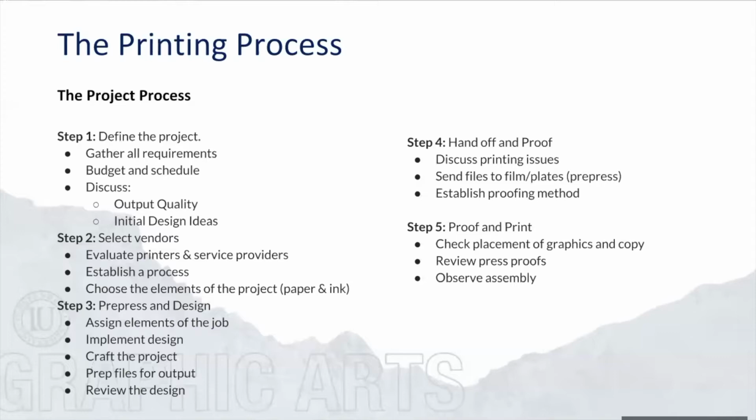And then 5, proof and print it. Again, go there, check the placements of the graphics and the copy. Make sure nothing fell off. Sometimes errors happen when things go to pre-press and we don't know why. Review your press proofs and then observe the assembly. If it's a printed trifold and it's supposed to be a barrel fold, make sure that you receive a copy of that folded piece and it's folded to your specifications. And if it's not, if something is wrong, you need to speak up.